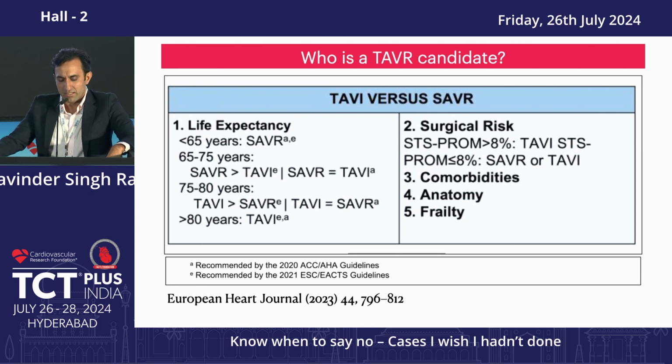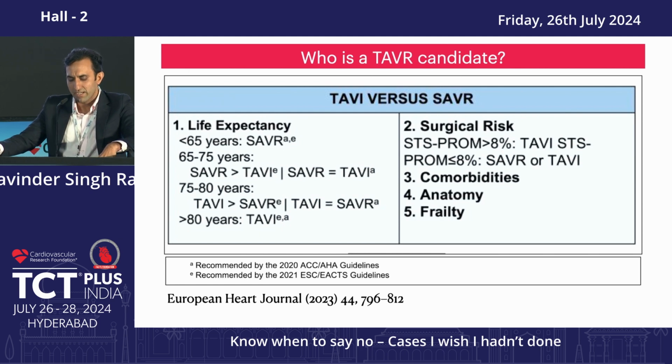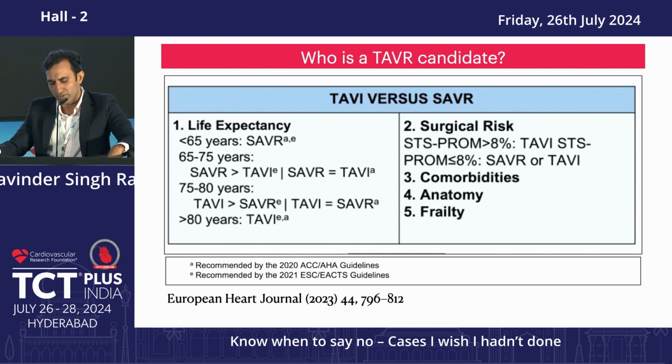guidelines. Life expectancy, patients less than 65 years of age, surgery; 65 to 75 years of age, surgery more than TAVR, surgery equal to TAVR. This is a little bit of difference between the ACC AHA and the European guidelines. 75 to 80 years, TAVI more than SAVR, TAVR equal to SAVR, but more than 80 years of age, TAVI is the class 1 indication.